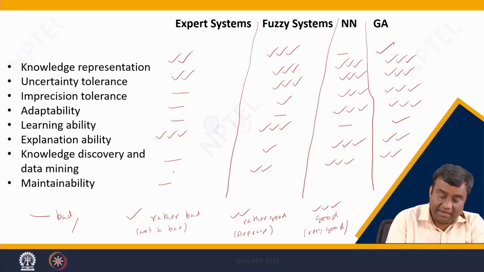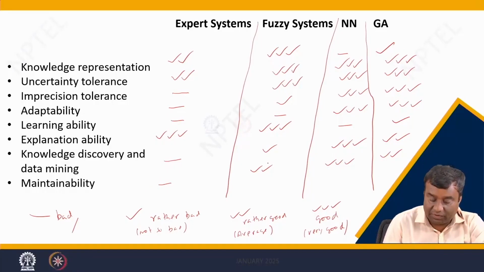Similarly, maintainability in expert systems is bad. Here it is average or rather good. It is good and also rather good. So these are the comparisons between expert systems, fuzzy systems, neural networks, and genetic algorithms.